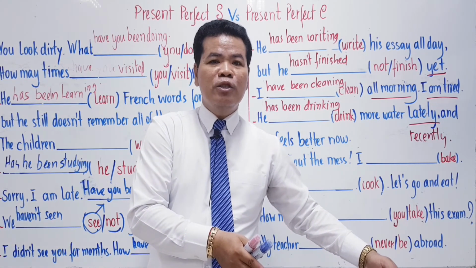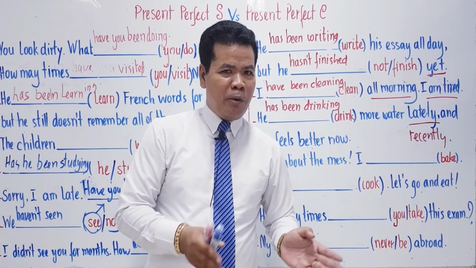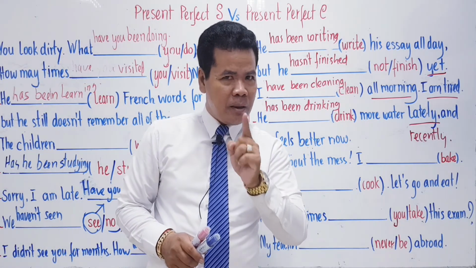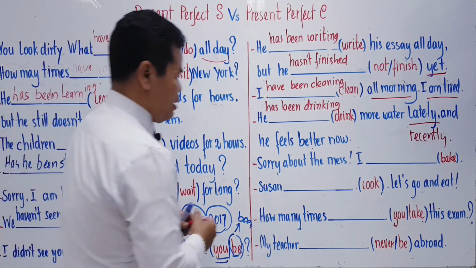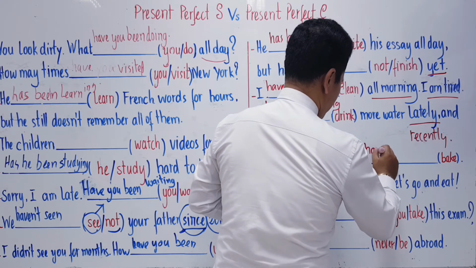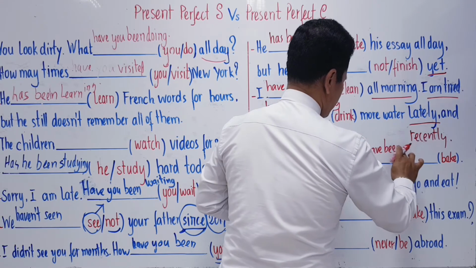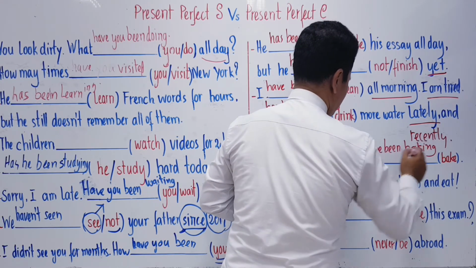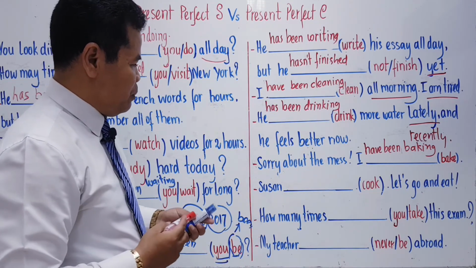So what are we going to use? Present perfect simple or present perfect progressive? Right choice. Present perfect progressive. So what do you say? Sorry about the mess. I have been baking something, baking cake or something like that, you know. Let's go to the next one.